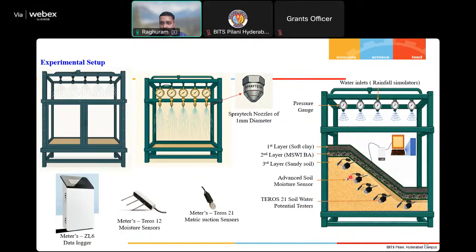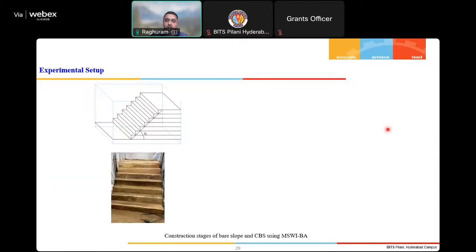Once the soil is laid, the slope appears like this. This is the sandy slope with all the sensors inserted. We have put the sensors on both the right and left sides, at various depths, so that we can monitor the level of water. And this is the municipal solid waste layer, and this is the soft clay, fine grained soil. And this is how the rainfall occurs.